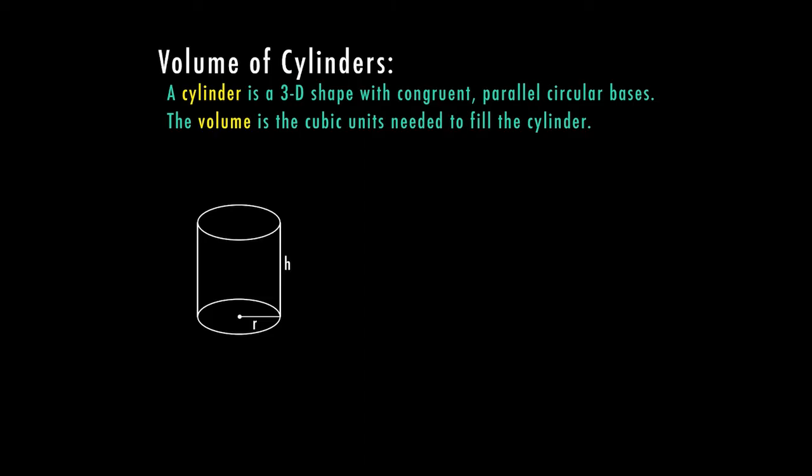So to find the volume, we want to find out how much will fit inside the container. And we've learned the volume of rectangular prisms in the past, which means we had to do length times width times height. Or sometimes you've seen the formula written as the area of the base times the height. Well, the volume of a cylinder is going to be the same process, except our base is now a circle.